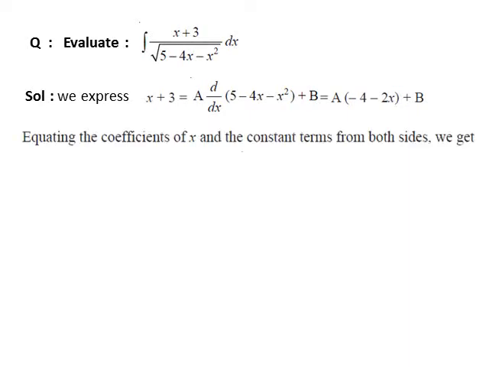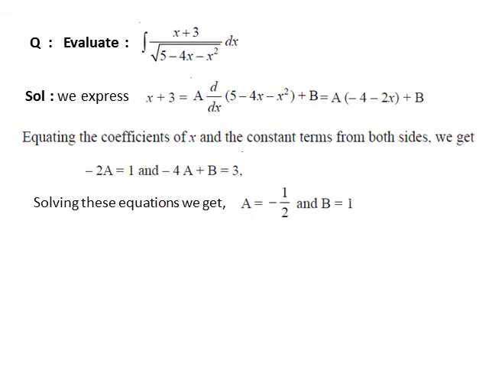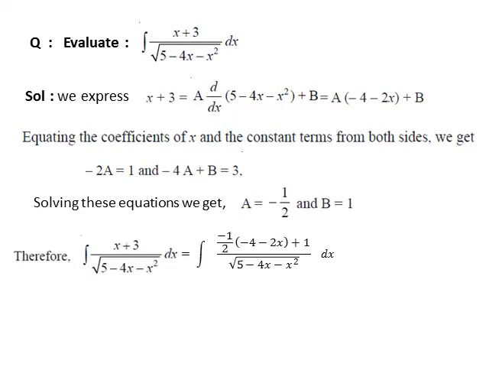Equating the coefficients of x and the constant terms from both sides, we get minus 2a equals to 1 and minus 4a plus b equals to 3. Solving these equations, we get a equals to minus 1 by 2 and b equals to 1. In the integrand, x plus 3 is replaced by minus 1 by 2 multiply minus 4 minus 2x plus 1.